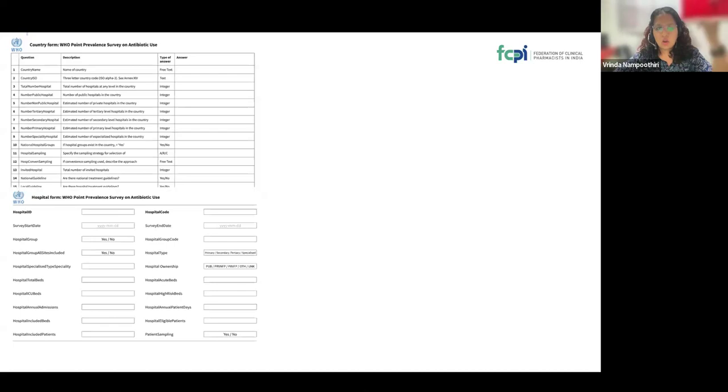The second form is a hospital form, where you collect data about the hospital where the PPS is being conducted. So how many beds are available, how many ICU beds are there, the admission rate in the hospital, those metrics are captured in there.